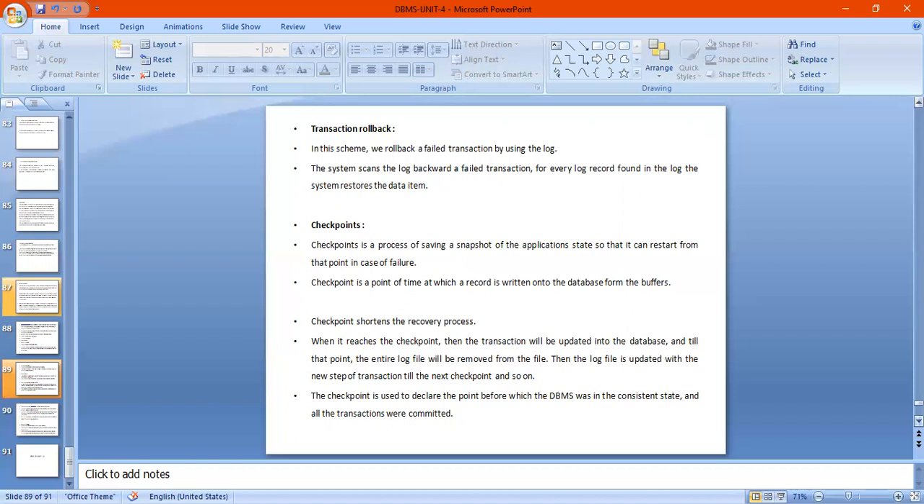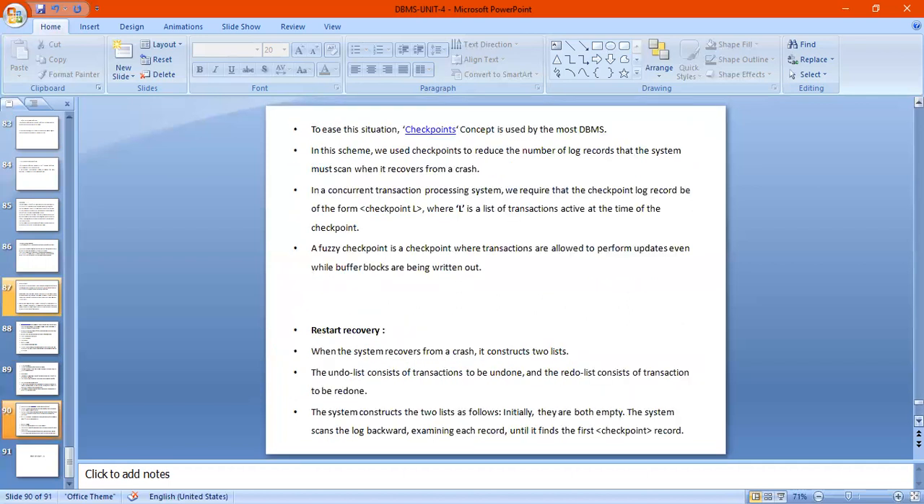The checkpoint is used to declare the point before which the database management system was in a consistent state and the transactions were committed. To ease the situation, the checkpoint concept is used in most DBMS. In this scheme, we use checkpoints to reduce the number of log records that the system must scan when it recovers from a crash.